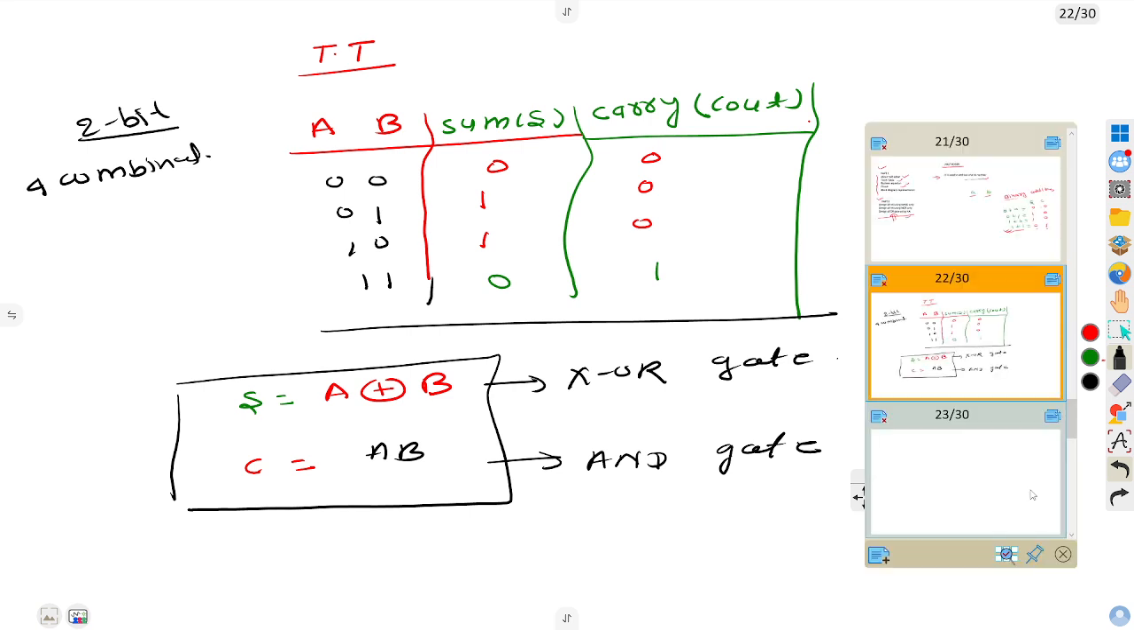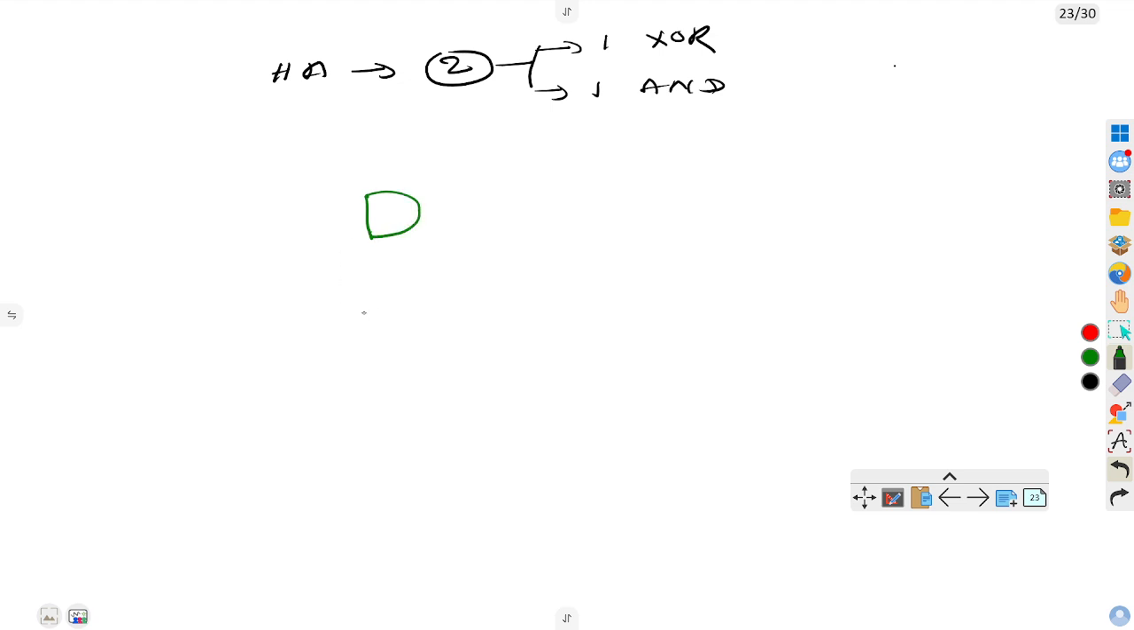Okay. And now I will make the circuit diagram. How can you make it? If you want to design the half adder, how many gates are needed? Only two gates. Two gates means one is an XOR gate and one is an AND gate. Okay. Here I am making the circuit. The circuit is very simple. This stands for the AND gate, and this stands for the XOR gate.